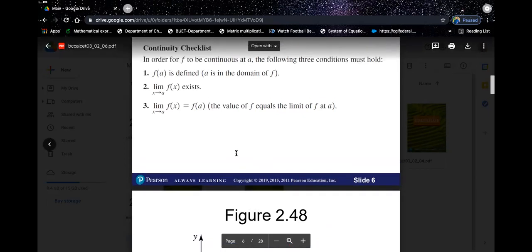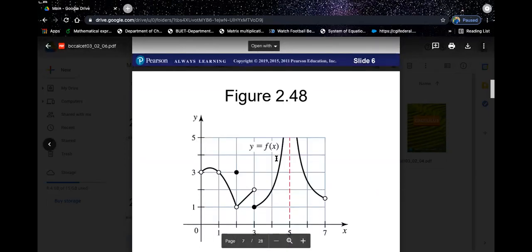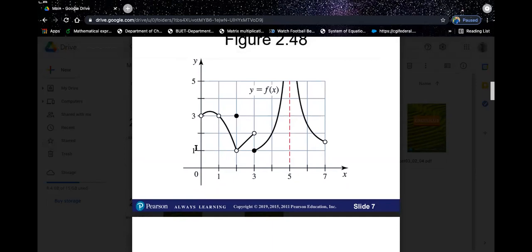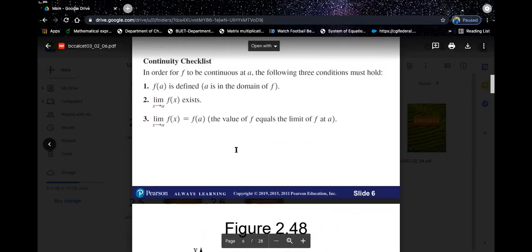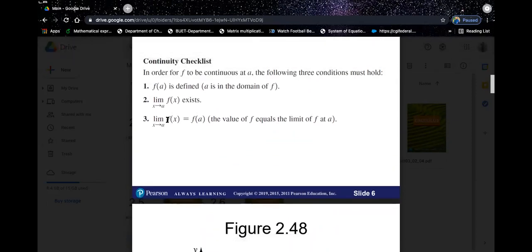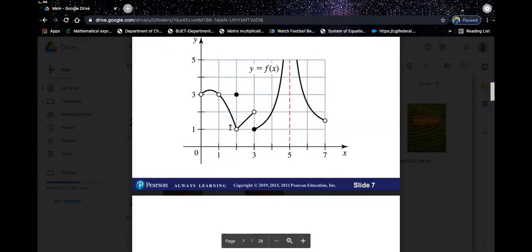So the limit does exist because both the left-sided and right-sided limit approach 1. That means the limit exists. Now the next thing is, at that point, we need to have the same limiting value as the functional value. So what's the limiting value here when x tends to 2? When x tends to 2, what's the limiting value?